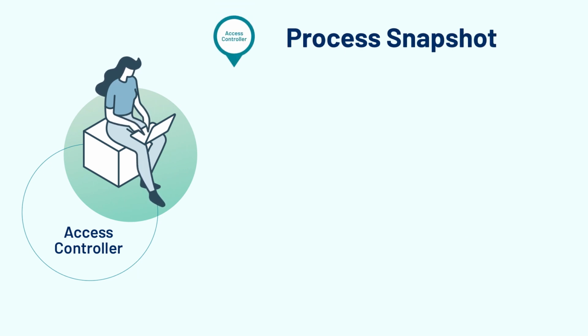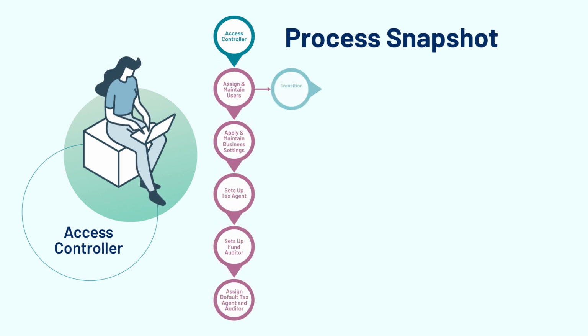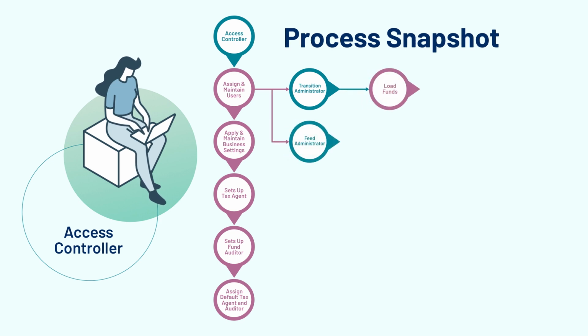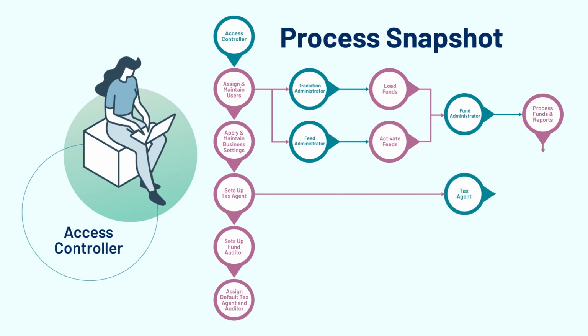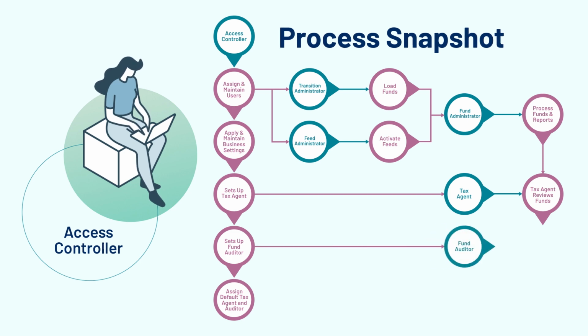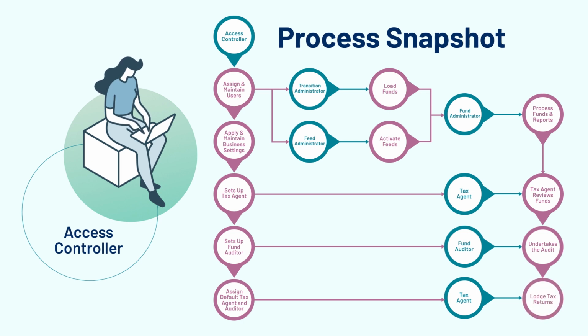Once your access controller assigns members of your team to the different roles, your transition administrator can then begin loading funds, and your feeds administrator can begin to activate data feeds, following which your fund administrators can begin to process funds and reports. Once the fund financials are prepared, your tax agent reviews each fund, your fund auditor undertakes the audit, and then your tax agent lodges the return.